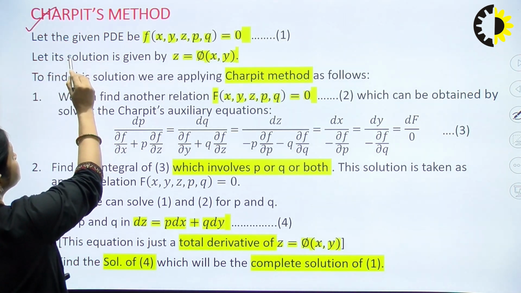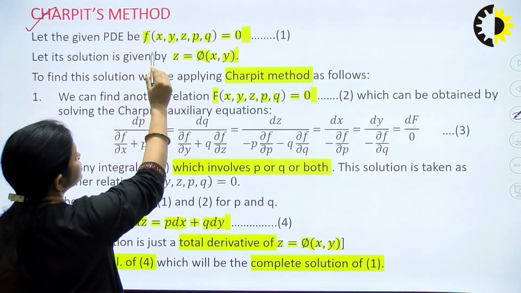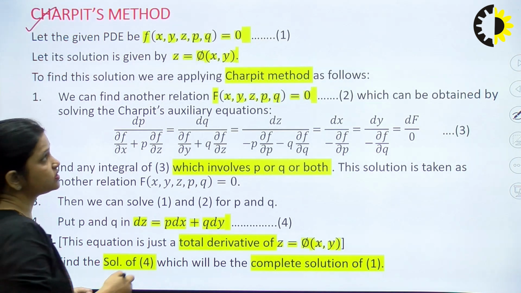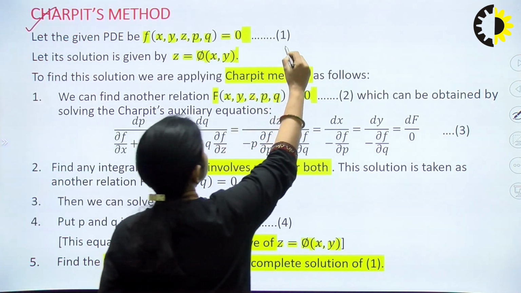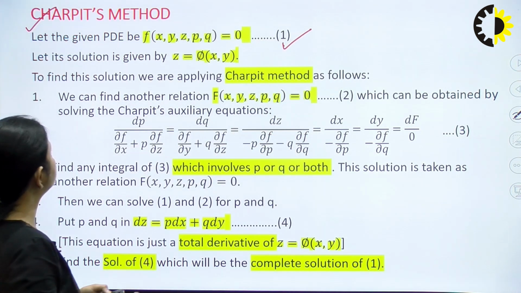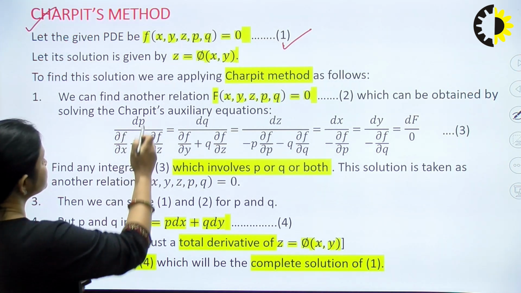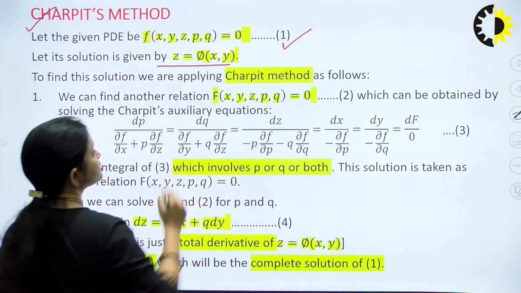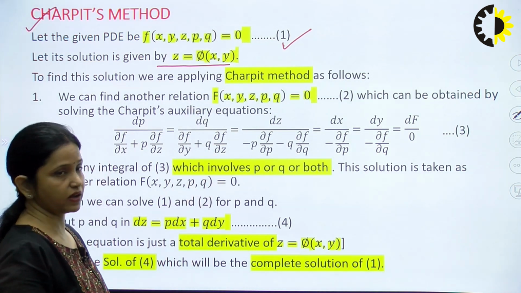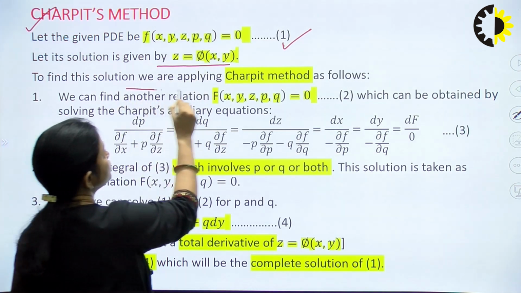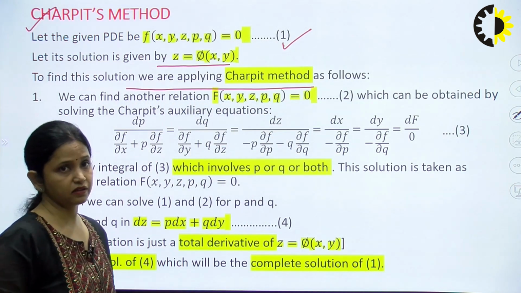First of all, let us take a given partial differential equation which can be written in terms of f equal to 0, as we discussed in the previous slide. This will be our equation number 1. Now we have to find its solution. Its solution is given by the equation z is equal to phi(x, y). Now to find this solution, we are going to apply Charpit's method.